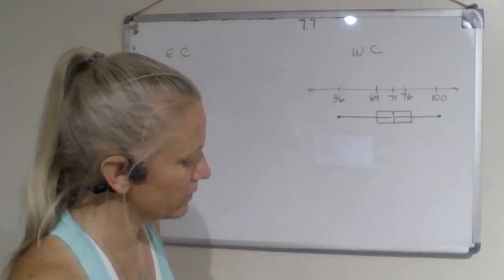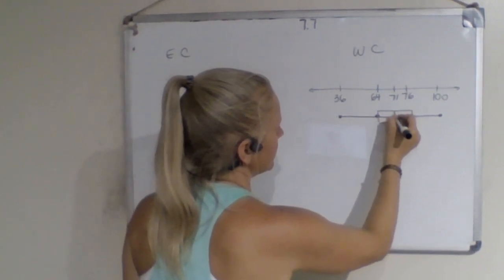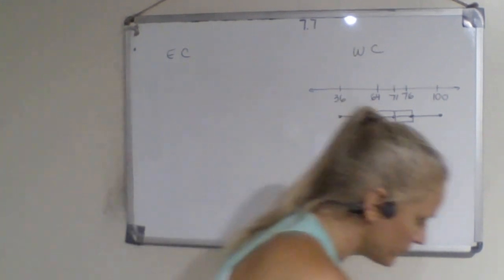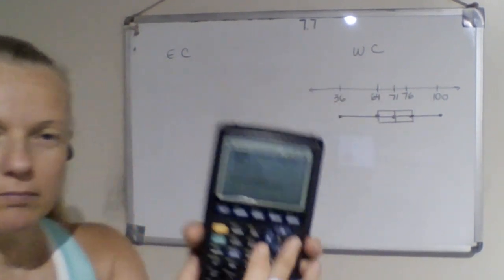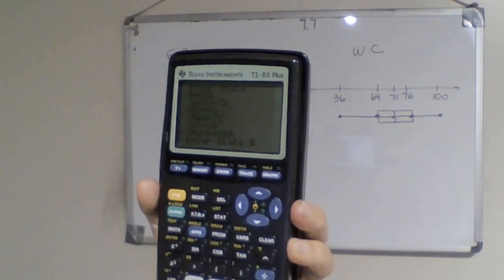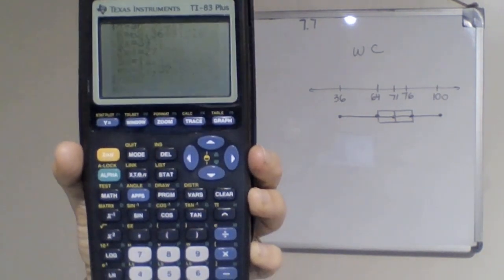That's what I did here. This is my box, and I noticed that they put the dots here. I'm going to do it too. Okay, let's do the Eastern Conference, which means I have to go back to stats, back to calc. I want that, but I want it back to my L1, right? Because that's my Eastern Conference.